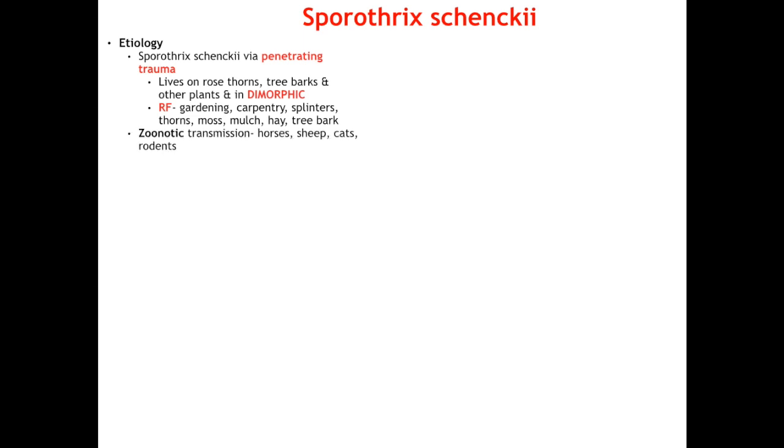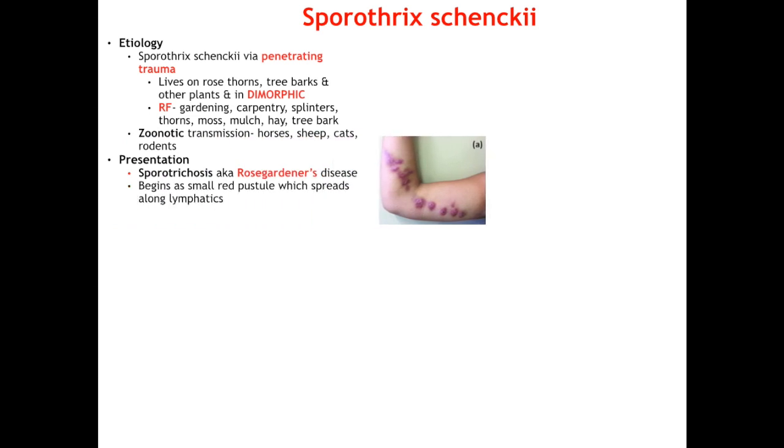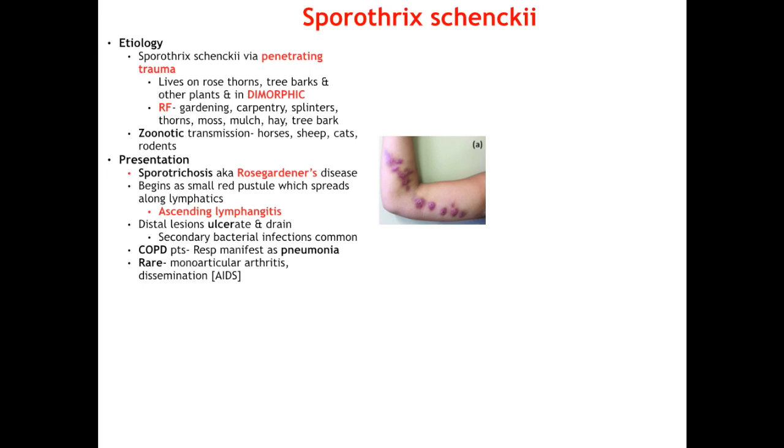And the fact that cats are on that list and the clinical presentation means that cat scratch disease should be on your list of differentials, with Bartonella henselae. The clinical presentation is sporotrichosis, aka rose gardener's disease. It begins as small red pustules, which spread along ascending lymphatics, aka an ascending lymphangitis. Now, over time, the distal lesions begin to ulcerate and drain, and secondary bacterial infections are extremely common. There are other rare presentations, like in the lung and in the bone, which I will not go over.